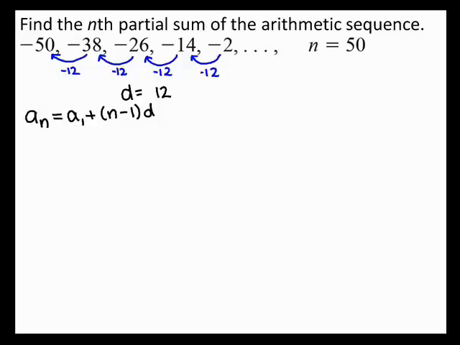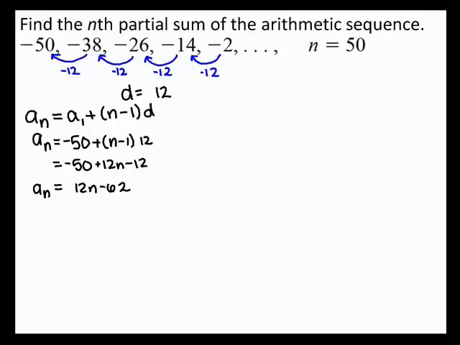Substitute negative 50 for a sub 1 and 12 for D. Simplify 12 times the quantity n minus 1. Simplify negative 50 minus 12. You find that a sub n is equal to 12n minus 62. Substitute 50 for n. Simplify 12 times 50. Simplify 600 minus 62. You find that a sub 50 is equal to 538.